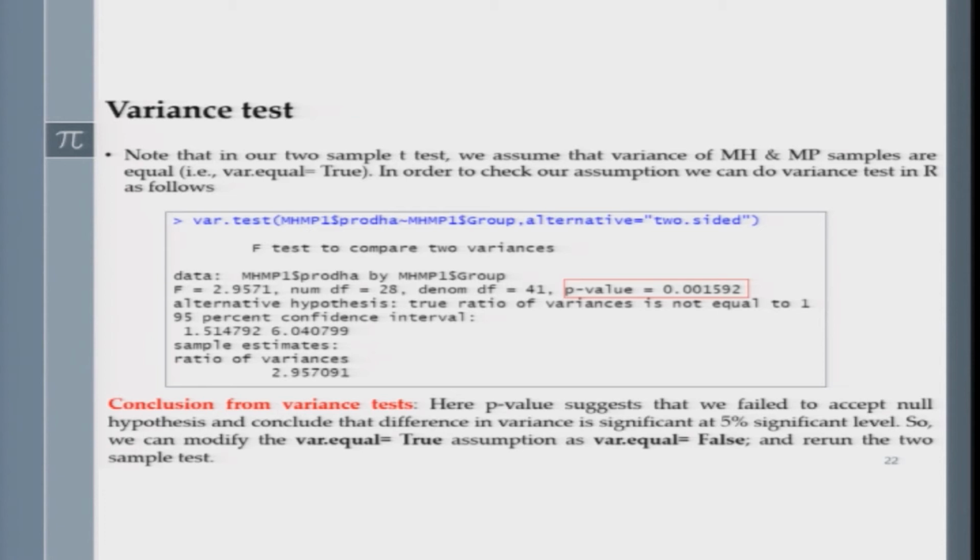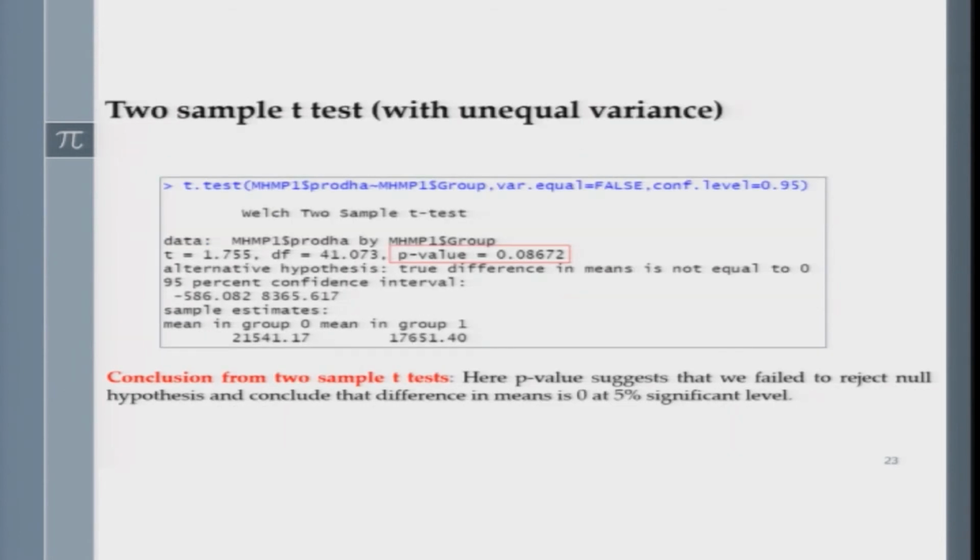So, as we are rejecting the null hypothesis, then we can modify our assumption that variance was equal. Now, we can say that variance is not equal, and hence we need to conduct another test. So, now I am going to show you how to conduct a two sample t test when you have this information that your variance is unequal.